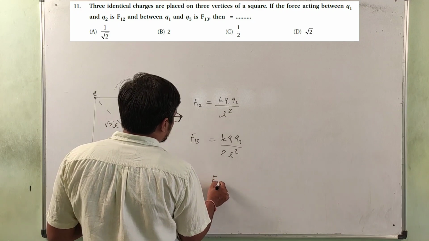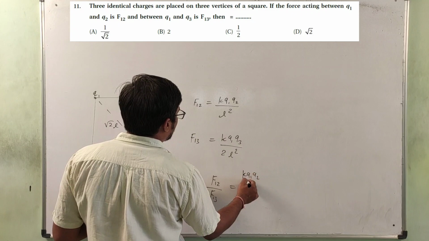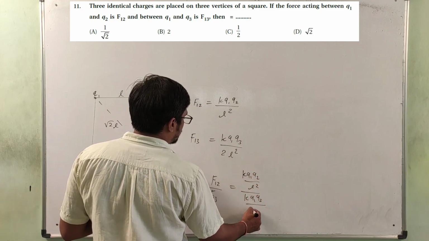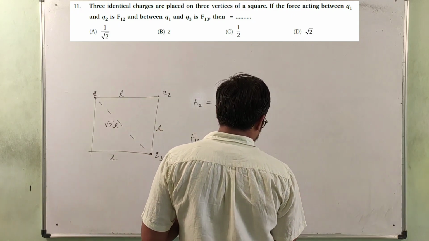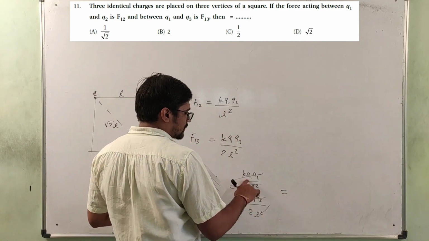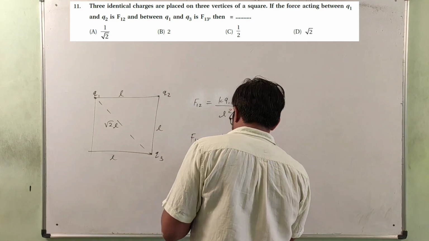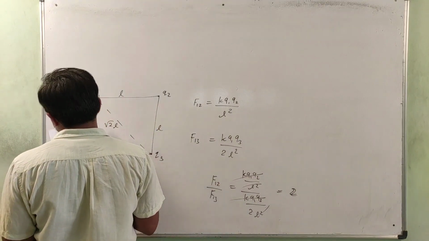Then what is the ratio of them? F12 by F13 is equal to what? k q1 q2 by L square divided by k q1 q3 by 2L square. So k, q1, q3 cancel, L square also cancels. So 1 by 2, the denominator of the denominator goes into the numerator. So the ratio is 2 raised to 1. If the ratio is F12 by F13, then that is equal to 2.